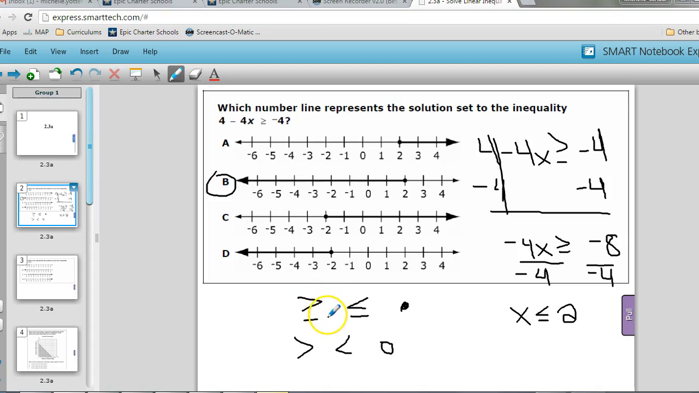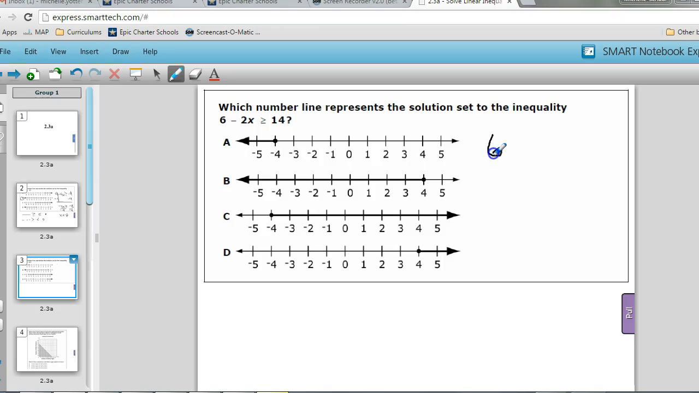Okay, just like greater than or equal to or less than or equal to will be a solid line on a graph, and this one will be dashed. Because this means that it includes that number. This one does not include that number. So x is less than or equal to 2, pointing this way, and so it's B.